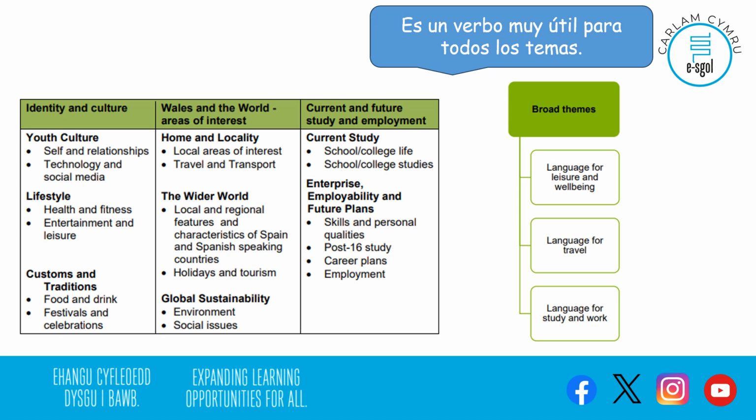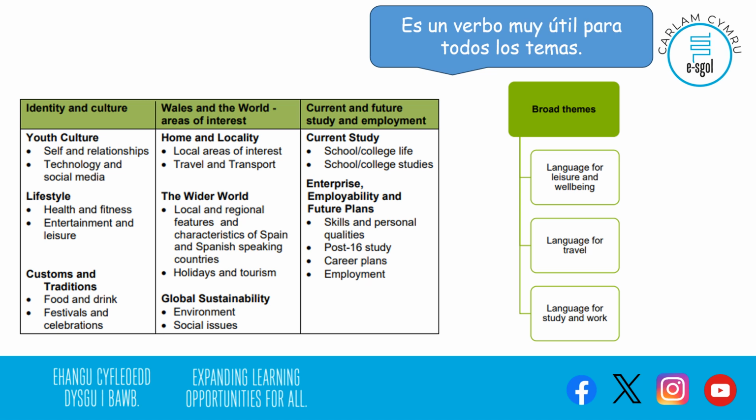The verb ir, to go, can be used in all the themes that you're studying as part of your GCSE Spanish course. Here's the list of themes. You will see that it's possible to use ir in all these themes. Por ejemplo, talking about relationships. Voy a casa de mi amiga. I'm going to my friend's house. Technology. Voy a utilizar mi ordenador para estudiar. I'm going to use my computer in order to study.